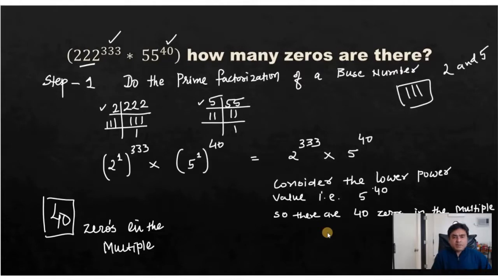Now if you compare the powers 333 and 40, 40 is the lowest one. Therefore we can say that when you multiply these numbers, there are 40 zeros in the given product.